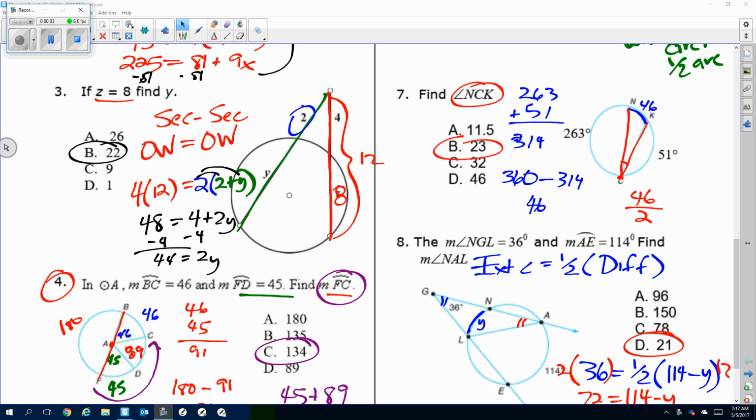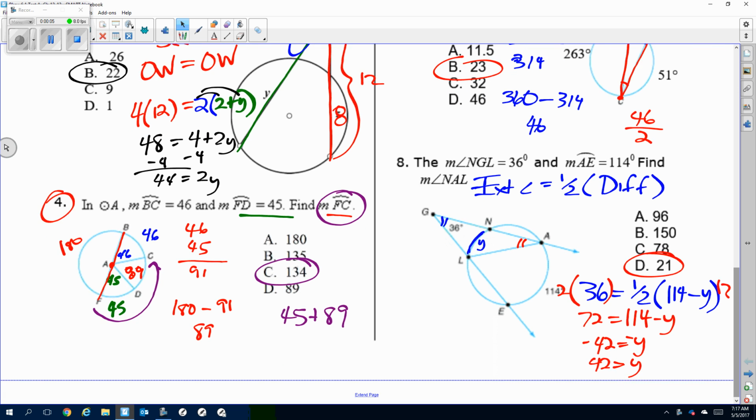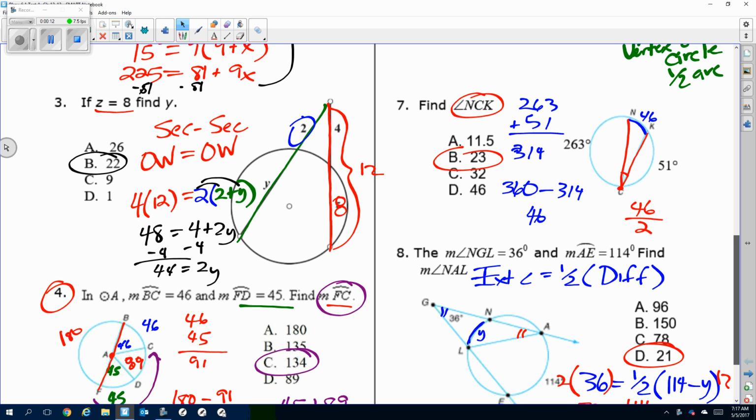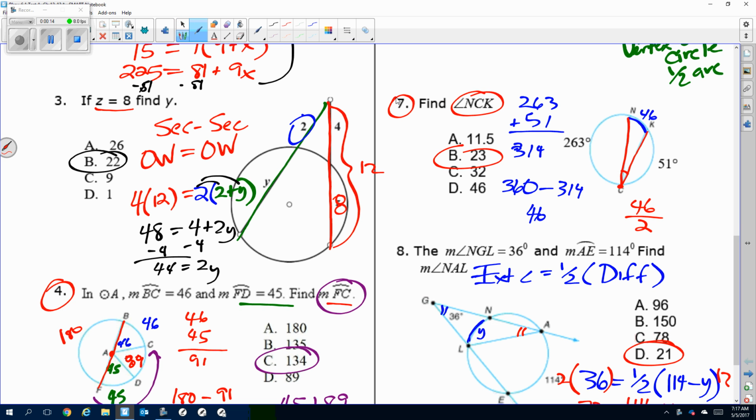Before I go on to the next page, because I am going to do the next set, I forgot to mention that of your retest problems, they would be number 7. So make sure you know how to do basically an inscribed angle, finding that missing arc, and then taking half of it. Okay, and number 8, an exterior angle.